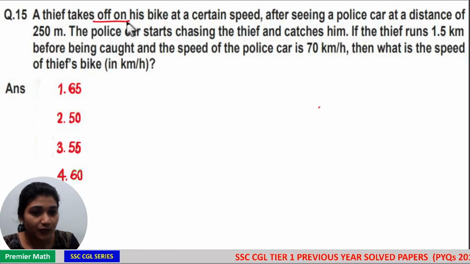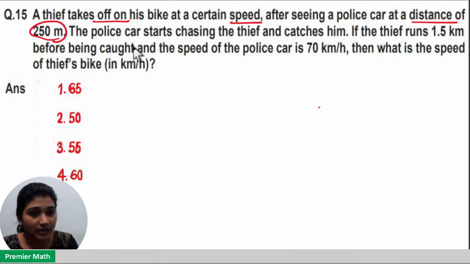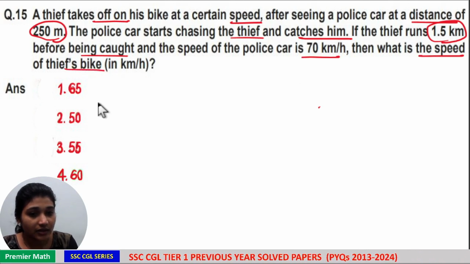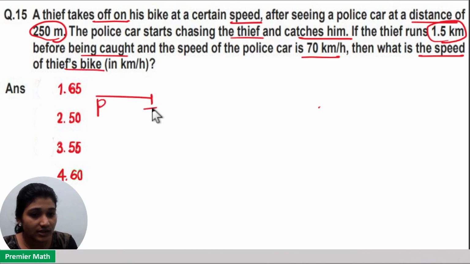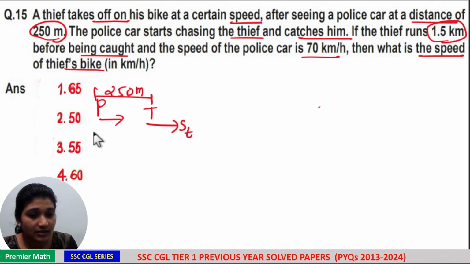A thief takes off on his bike at a certain speed. After seeing a police car at a distance of 250 meters, the police car starts chasing the thief and catches him. If the thief ran 1.5 kilometers before being caught and the speed of police car is 70 kilometers per hour, then what is the speed of thief's bike? Here, when the police saw the thief, they were at a distance of 250 meters. Now the thief starts running after seeing this police at a certain speed. I'll take it as ST. And police start chasing this thief at a speed of 70 kilometers per hour.